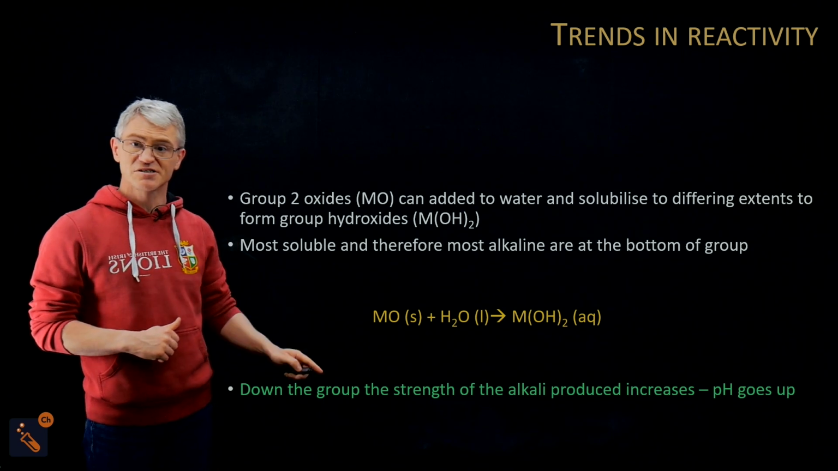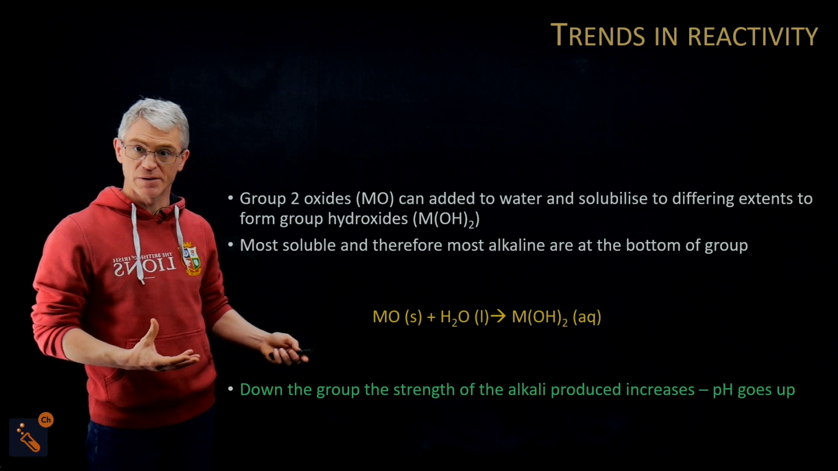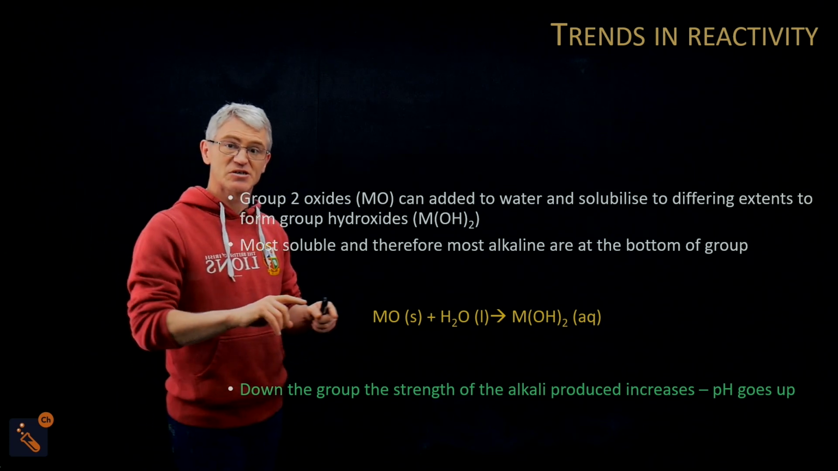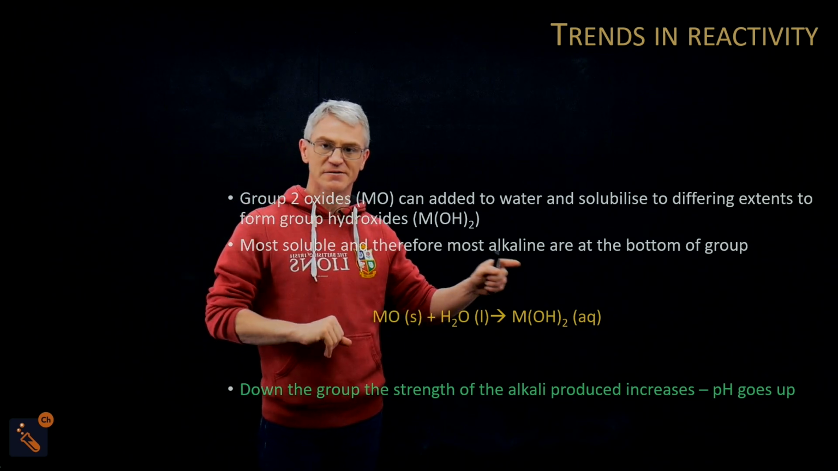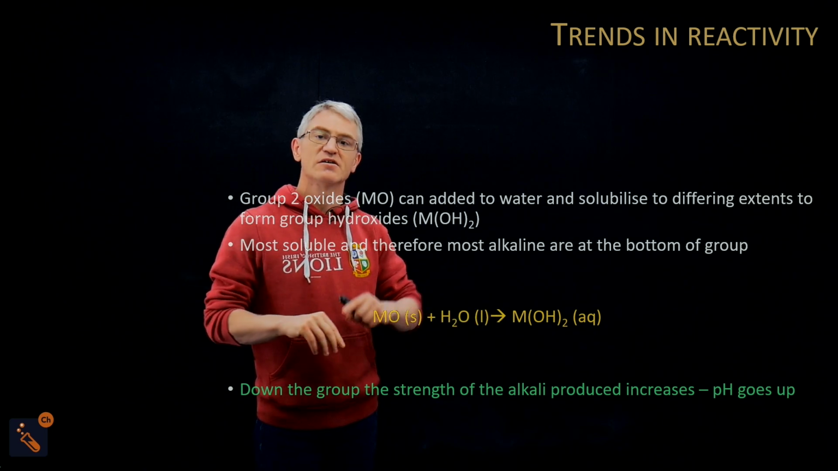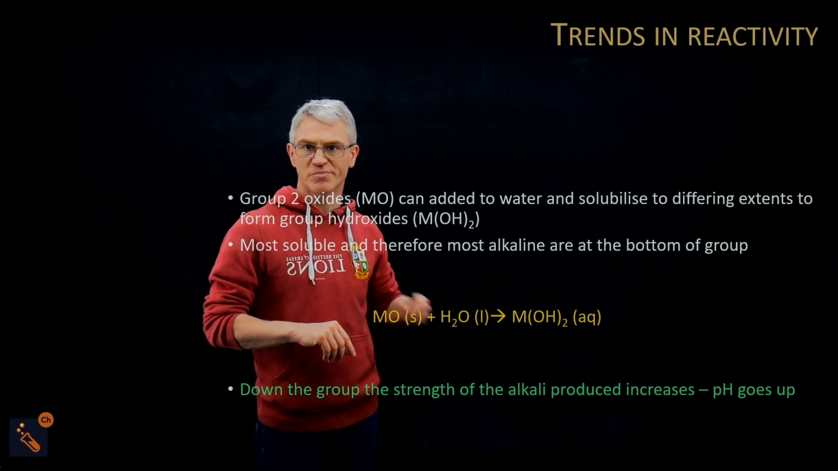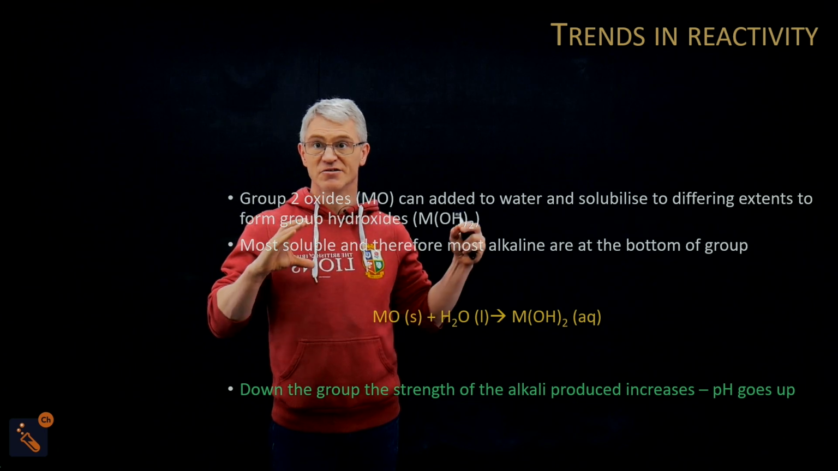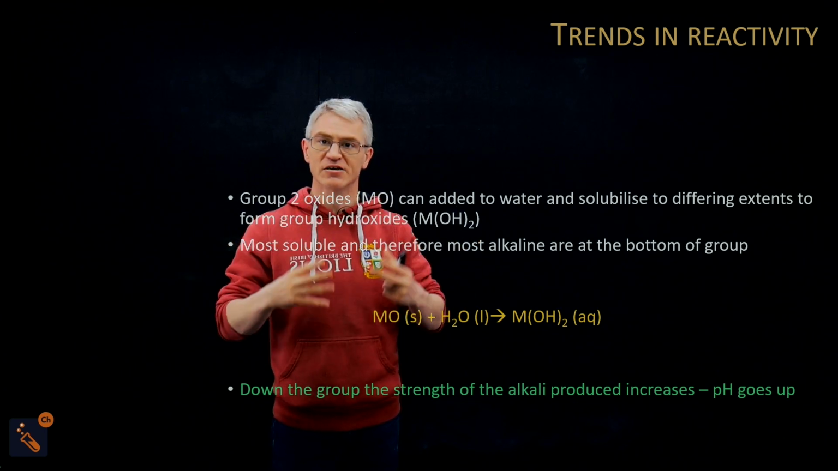Now, as you go down the group, the strength of the alkali produced increases, the pH goes up. Now, the reason is, and again, this is not assessed, but it does make sense: as you go down the group, the size of the ion gets bigger and bigger. And the bigger the ion, the weaker the ionic bond. It's a very simple thing. The bigger the ion, the weaker the ionic bond.